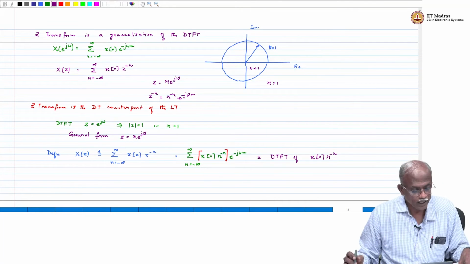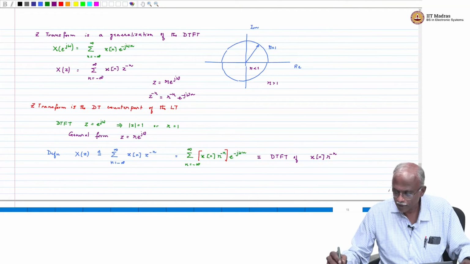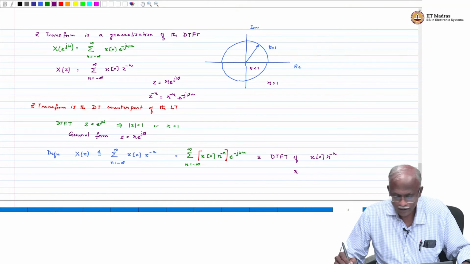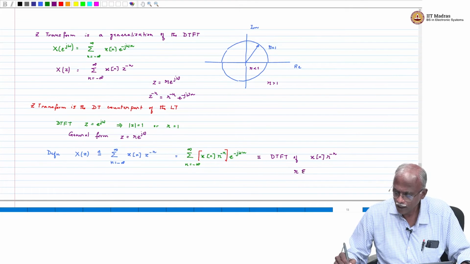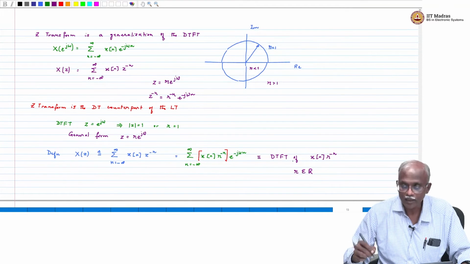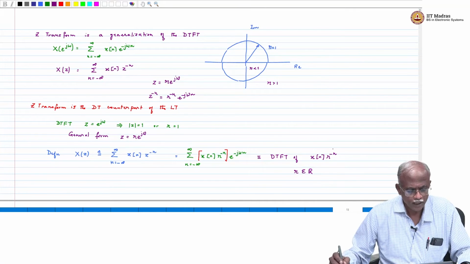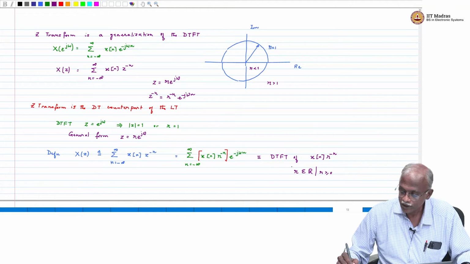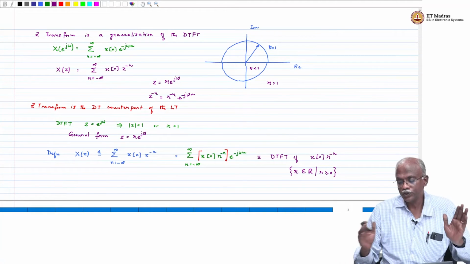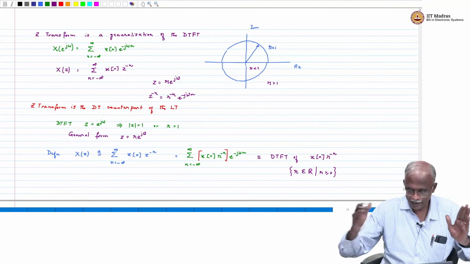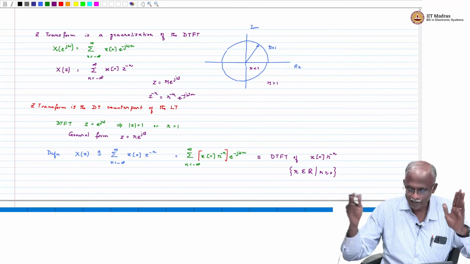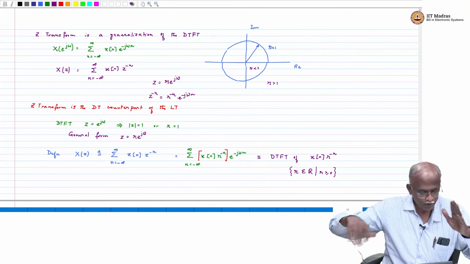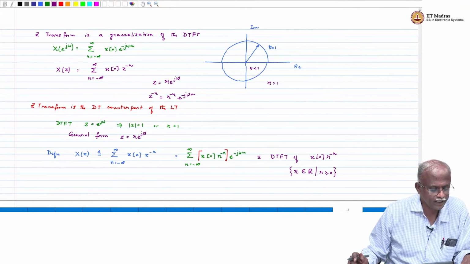In other words, we can say that r is a real number. So, r is an element of the real number set, and r is non-negative, so r greater than or equal to 0. This is the condition that is satisfied. So, r is a real number which is greater than or equal to 0, and we look at an exponential weighting of the sequence, and this is how we write that.